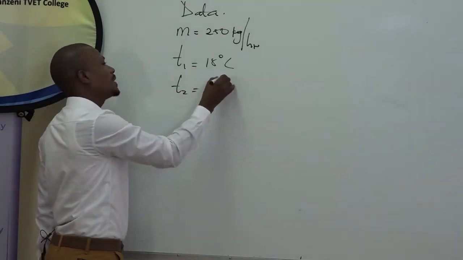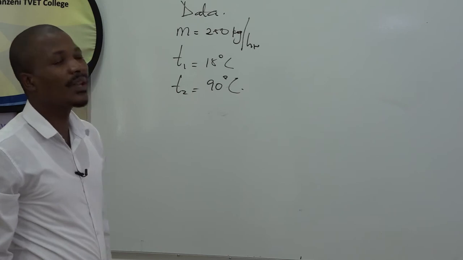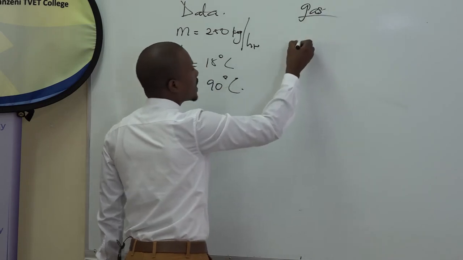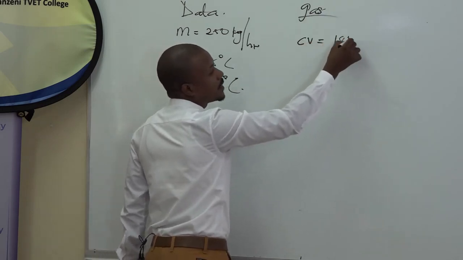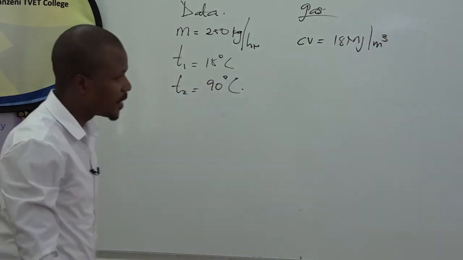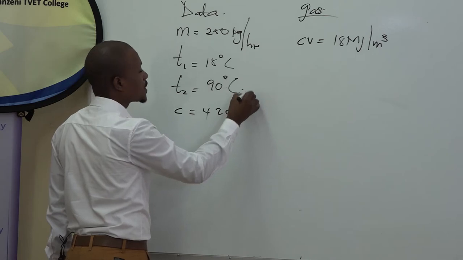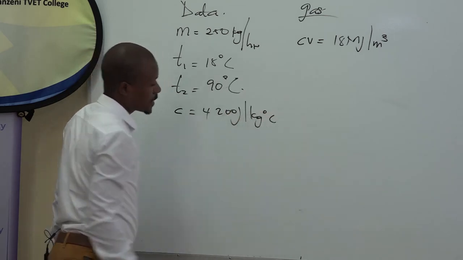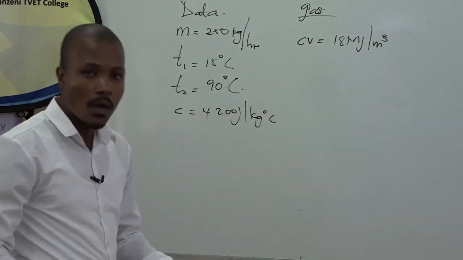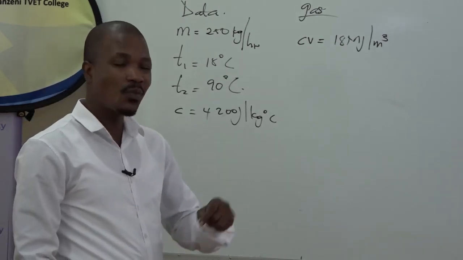T2, 90 degrees Celsius. And then they say the gas used in the boiler has a calorific value. So now we're speaking of the gas, so we're going to have separate data for the gas. The calorific value of gas, 18 megajoules per meter cube. And the water has a specific heat capacity of 4,200 joules per kg degrees Celsius. You can choose to use 4.2 kilojoules per kg degrees Celsius. It's up to you how you want to go about working this, but at the end of the day, you must ensure that the value you obtain is reflected in its SI units.